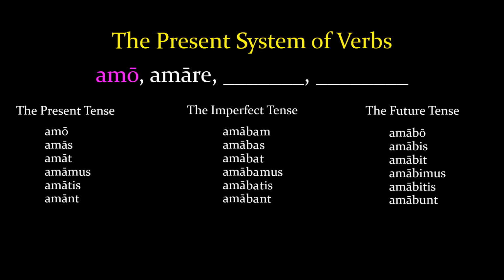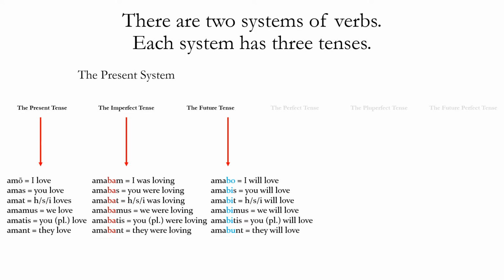And these three all together are the present system of verbs, which is kind of confusing because inside of the present system of verbs, we have 3 tenses, one of which is called the present tense. So there are 2 systems of verbs. Each system has 3 tenses, and we've just learned one system, the present system, and we've learned the 3 tenses in that system.